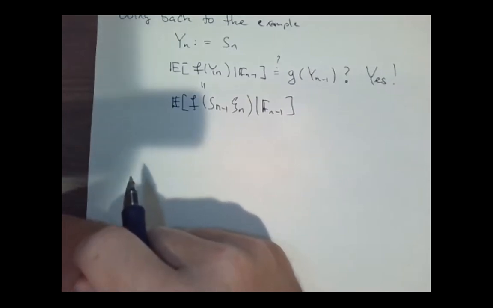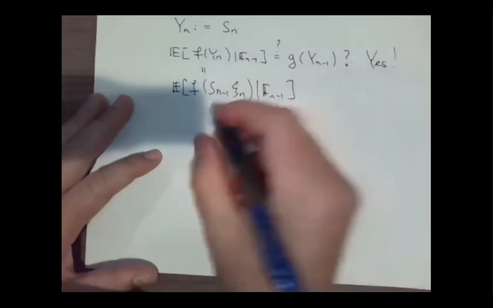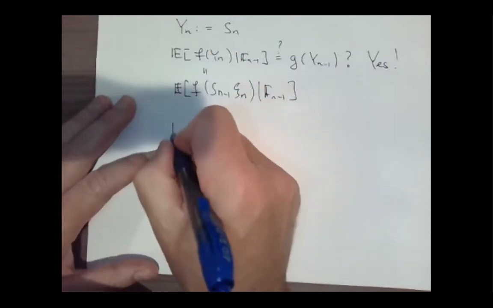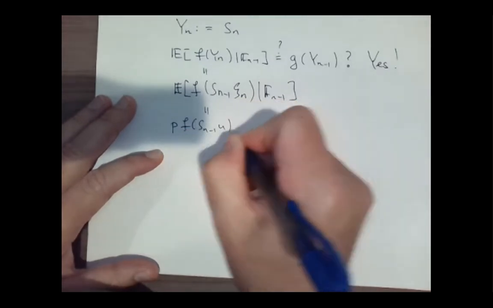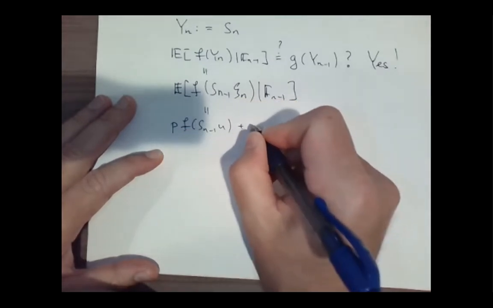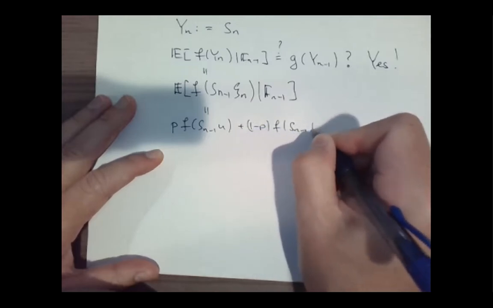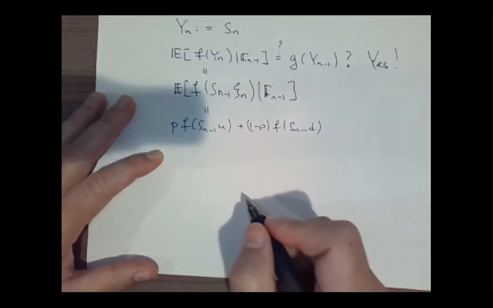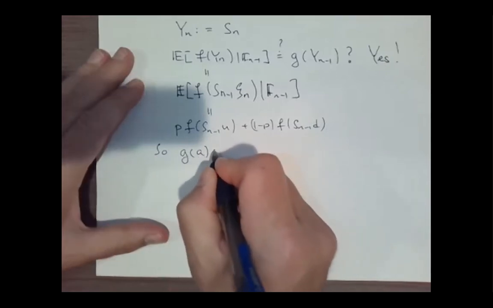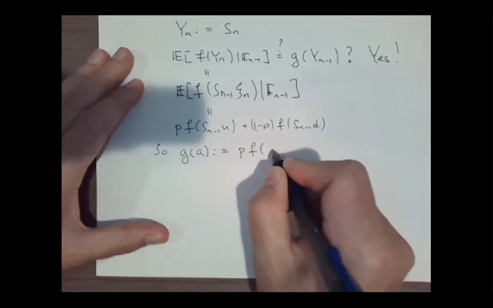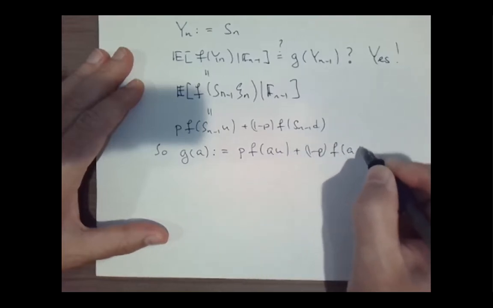And then how would we work from here? Well, we use the independence lemma. We'll use the independence lemma, and we'll write this here as, if I am on the P, this will be p f of Sn minus 1 u plus 1 minus p times f of Sn minus 1 d. So my function g of a is p f of au plus 1 minus p f of ad.